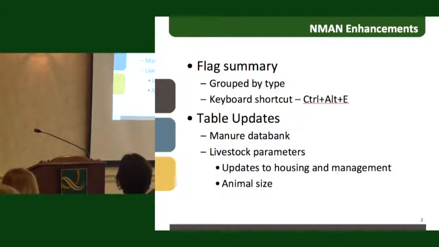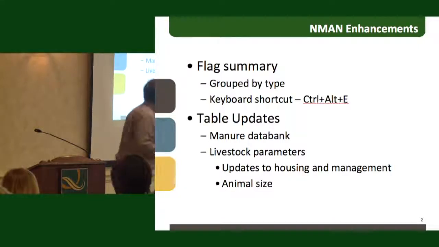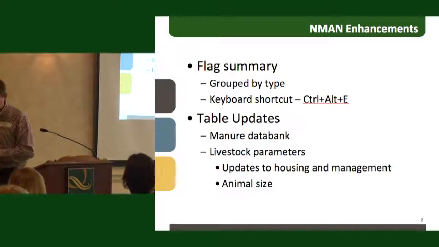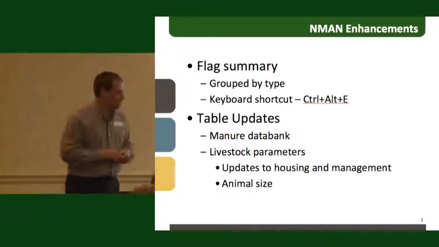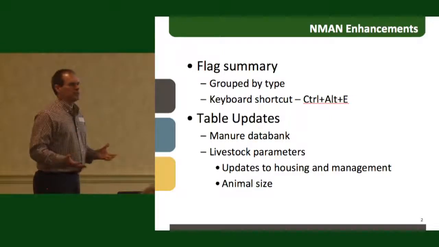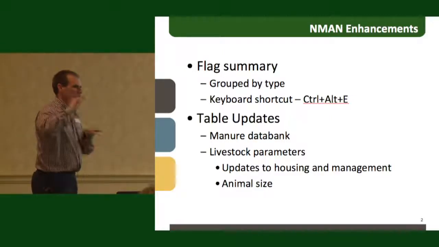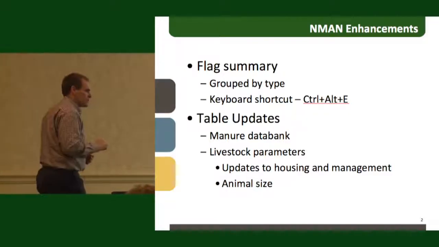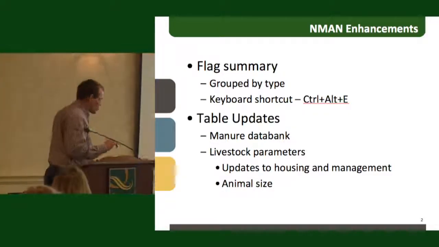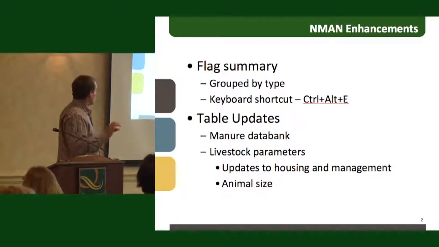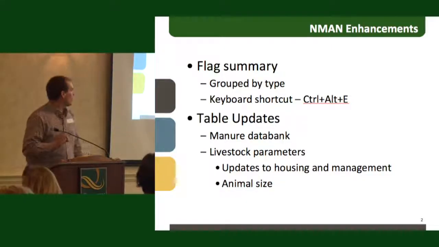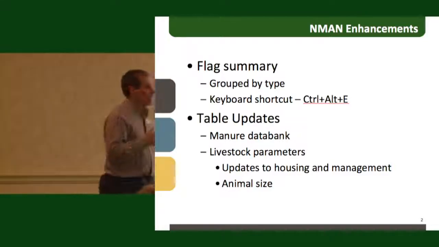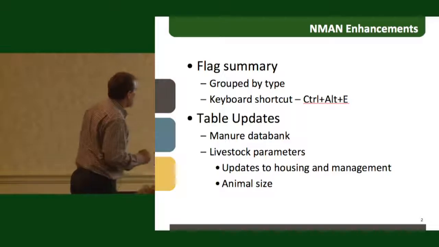A couple other changes to the flag summary. Flags used to be sorted in alphabetical order by year, I believe. Now they're grouped by type. So each type of flag comes out in a group sorted by year. You can get to the flag summary from any screen just by doing this keyboard shortcut, Control-Alt-E. That'll take you straight to the flag summary, and you can check that out from there.